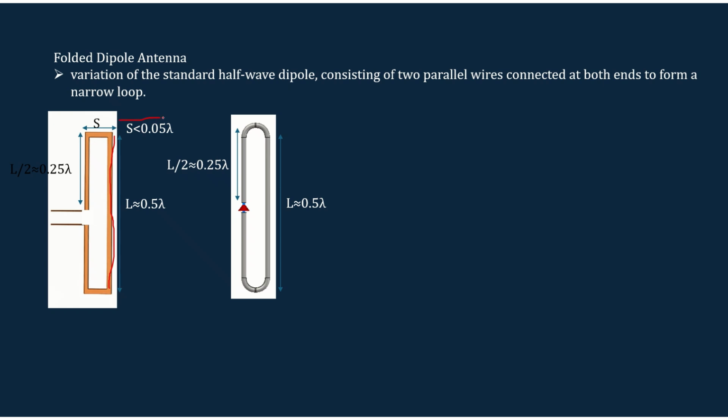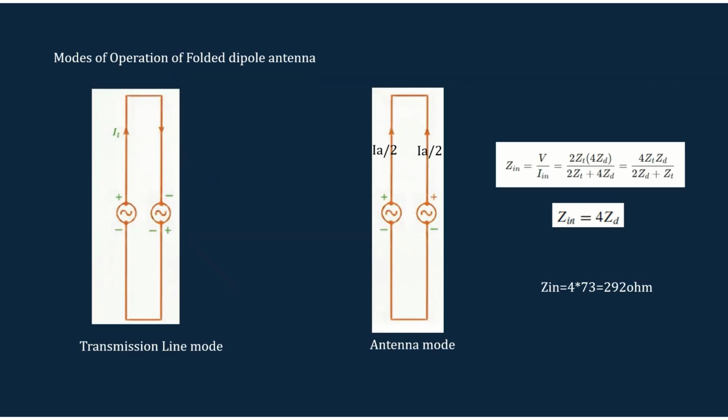And the characteristic of S is that it should be less than 0.05 lambda, because we are maintaining this separation as less than 0.05 lambda to have some coupling effect between these two wires. Let's see that in more detail while discussing the impedance.